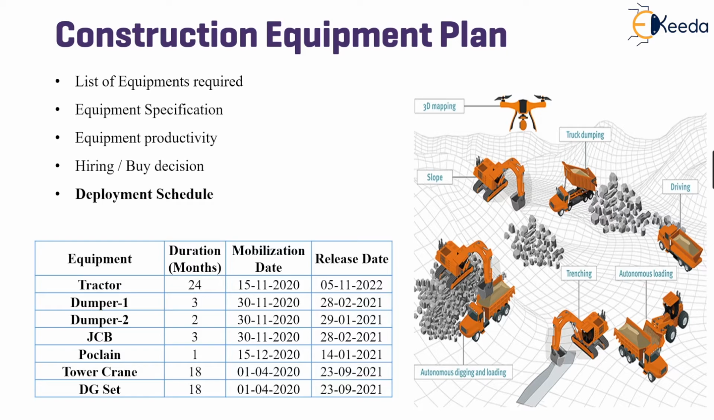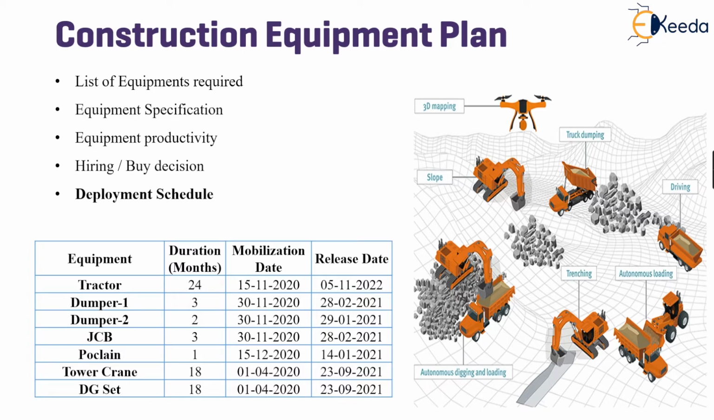Here, a sample equipment plan is given, wherein some of the equipment like tractor, dumper, poclain, tower crane, and DG sets is considered. The mobilization date for each is noted, and its release date is also given.